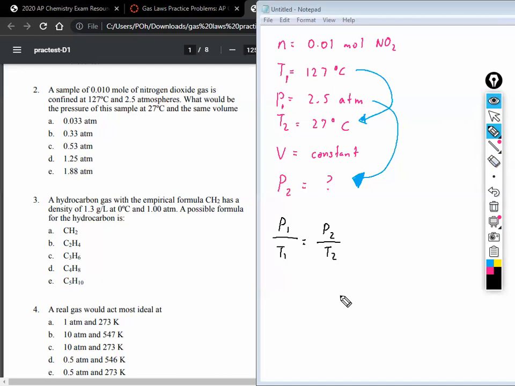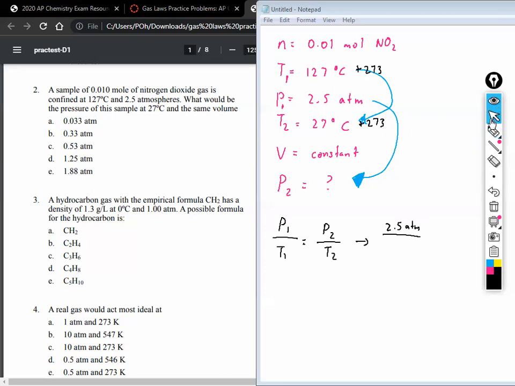Okay. So all we need to do is just plug in the numbers that we have. P1, the first pressure, is 2.5 atm divided by T1. Can I plug in 127? No, what do I need to do? Yeah, gotta change to Kelvin. Make sure you guys are careful about that. For the temperatures, you have to change both of them into Kelvin.